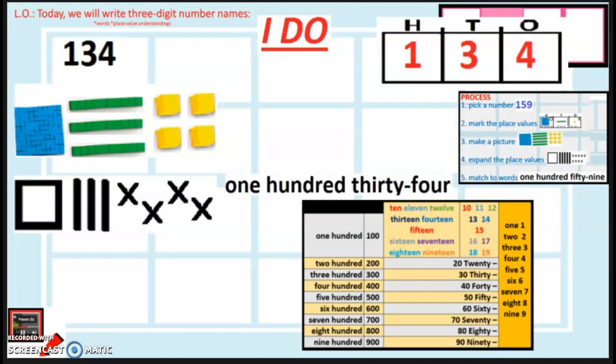134. It almost looks like that place value expander. 100 and then the tens and ones go together.